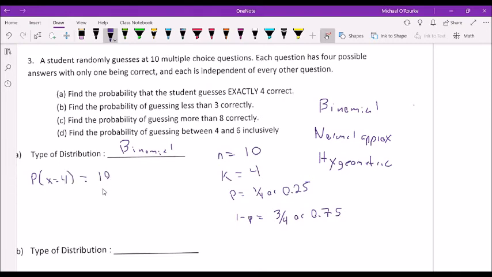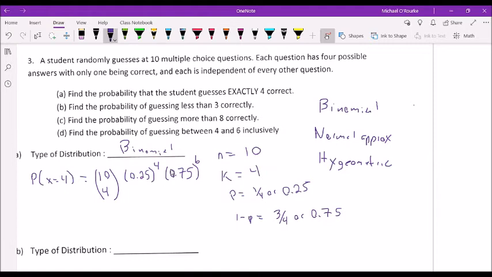Is our total over our successes. And then we take our probability of success and put it to the total that we want. We want 4 of them right. And then our failure is the rest of the questions. Does that make sense, we're good with how to set that up? Pereira?